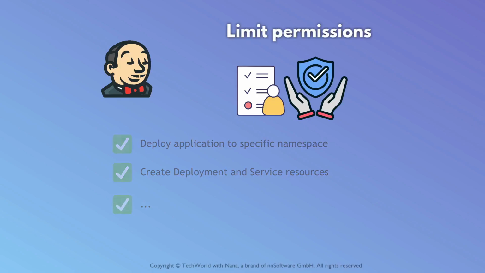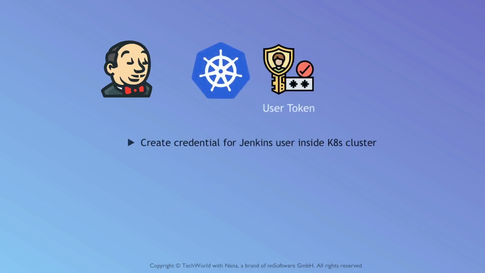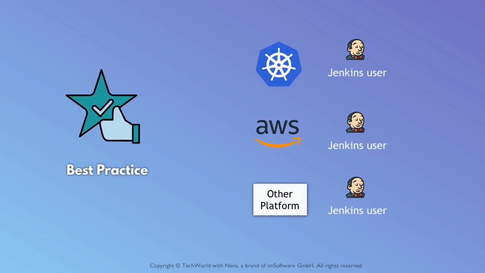So for example, if it doesn't need to delete anything or it doesn't need to create other types of components in Kubernetes, you may limit the permissions of the Jenkins service account. And then we would create credential for Jenkins user inside Kubernetes cluster with user token. So that will be an alternative to do that. And it's important to note because this is not the only option to do it, and also because creating own dedicated Jenkins users on different services to give Jenkins access to those services is actually one of the best practices.